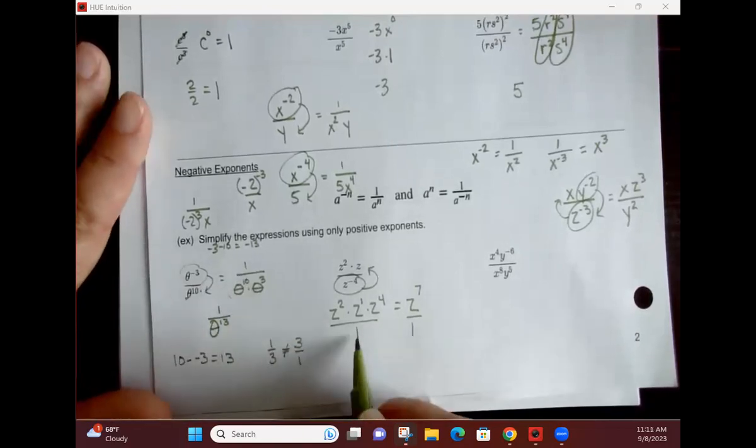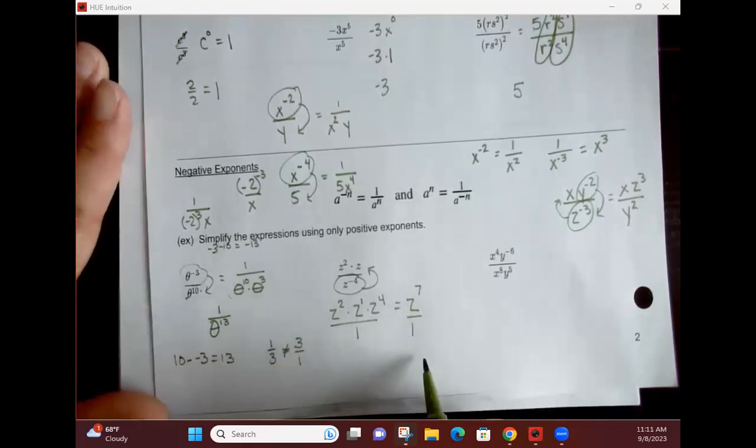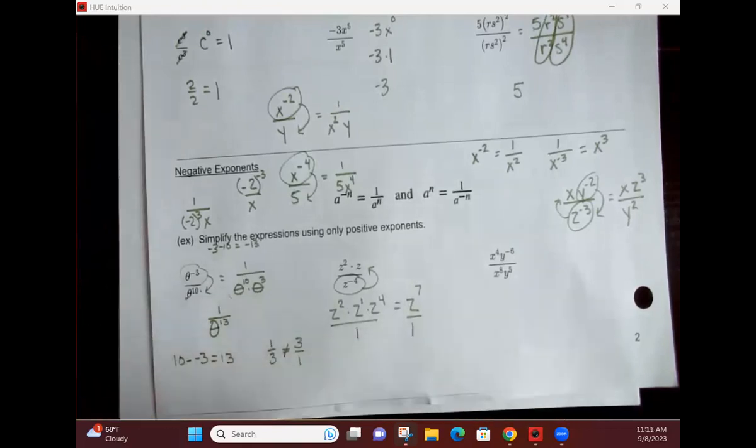If you prefer to put the 1 placeholder for stuff that ends up on the top, if you want it over 1, just so you remember it's in the right spot, that's fine. This is the same thing as what I had written earlier, so that's okay to do.